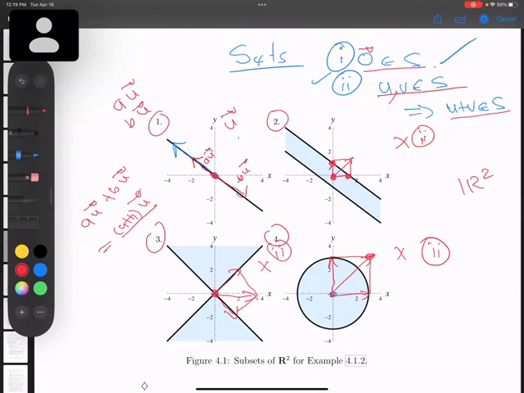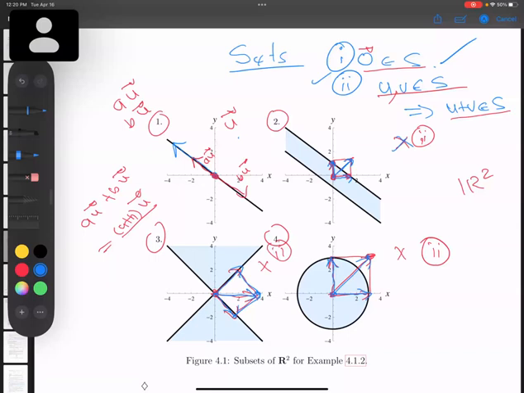For example, in number 2, if I choose this element plus this element, you see the sum of this vector plus this vector is outside of the blue area. So it's not in the set, and this one is not a pseudospace. If I choose this one with this one and make the sum, it's outside of the blue area, so that's not a subspace either. And if I choose this one with this one, the sum is also outside.